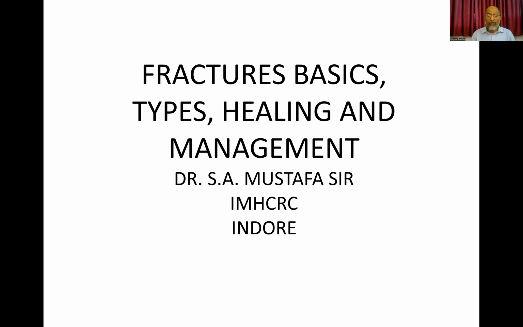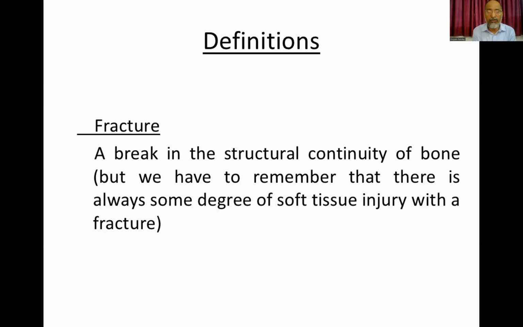Okay, so the first is the fracture. What are the definitions of the fracture? A fracture is defined as a discontinuity in the bone, especially the cortex. But at the same time, one should remember that it is not only the bone which is injured. Whenever there is a trauma, along with the bone, the soft tissue which covers the bone at that area is also injured to some extent.